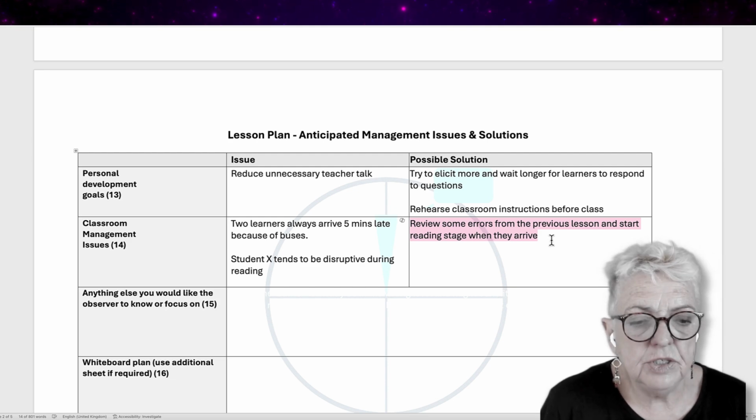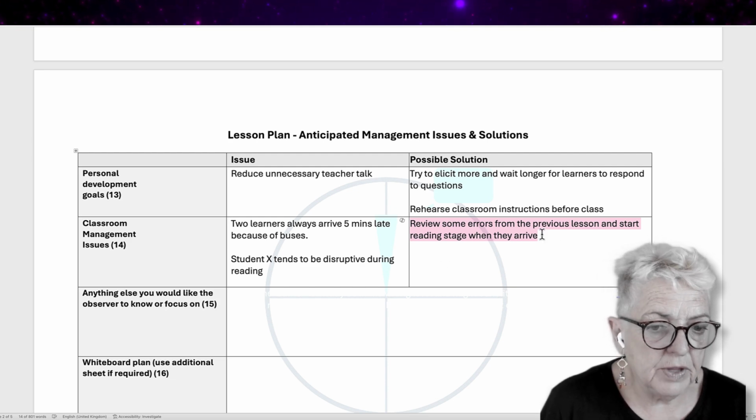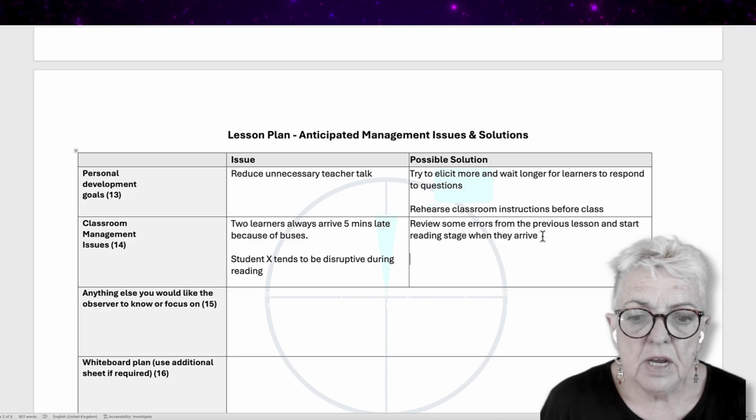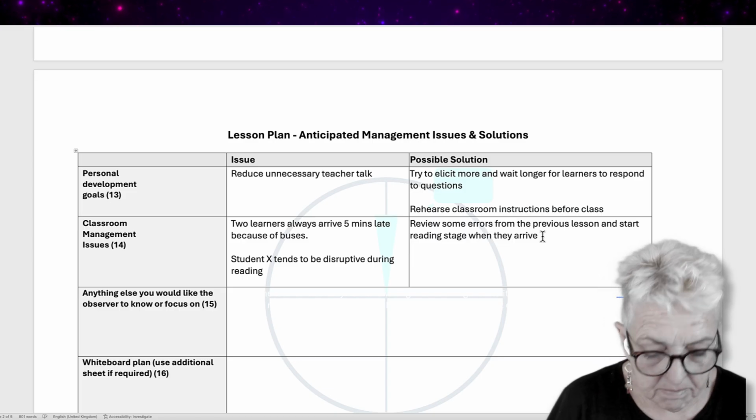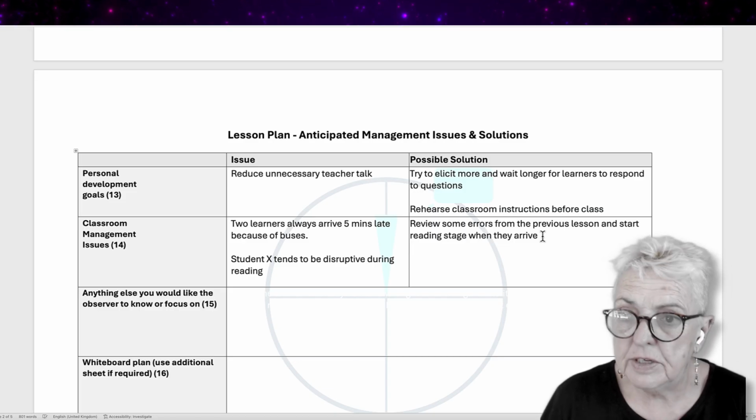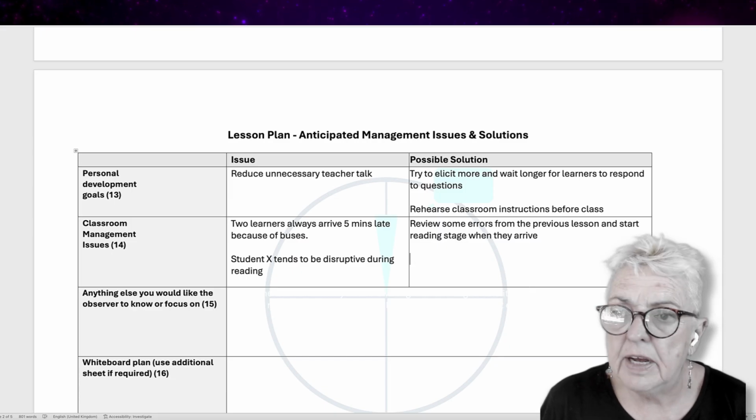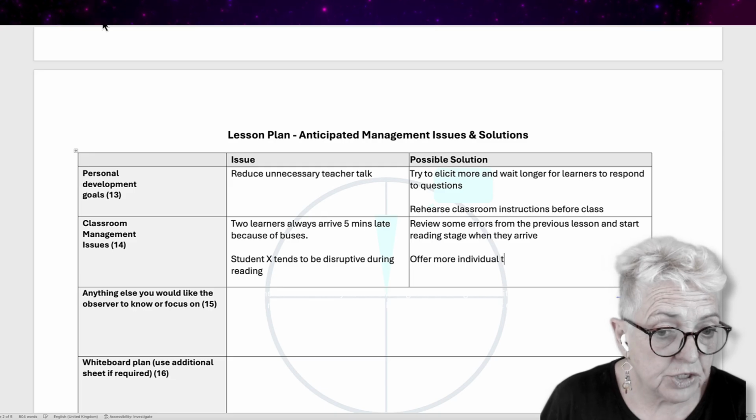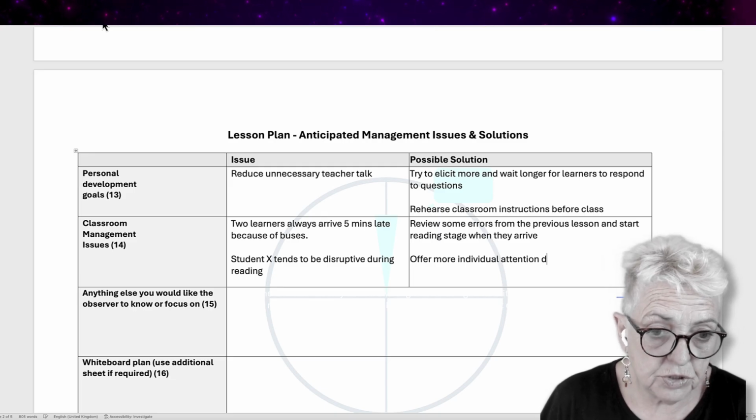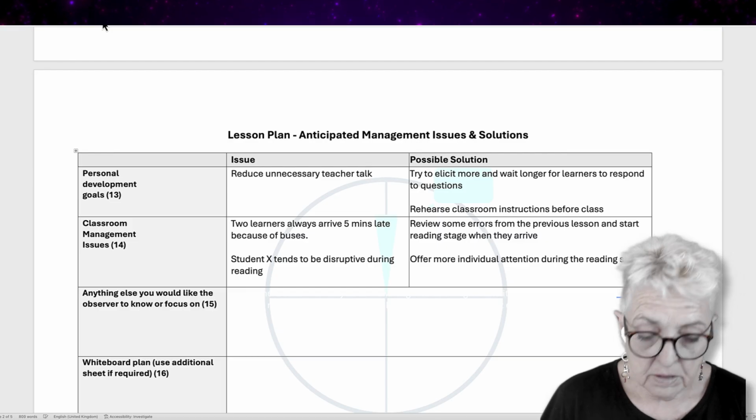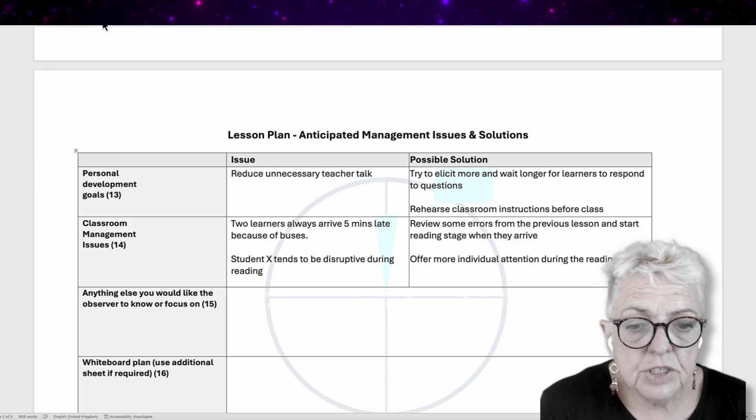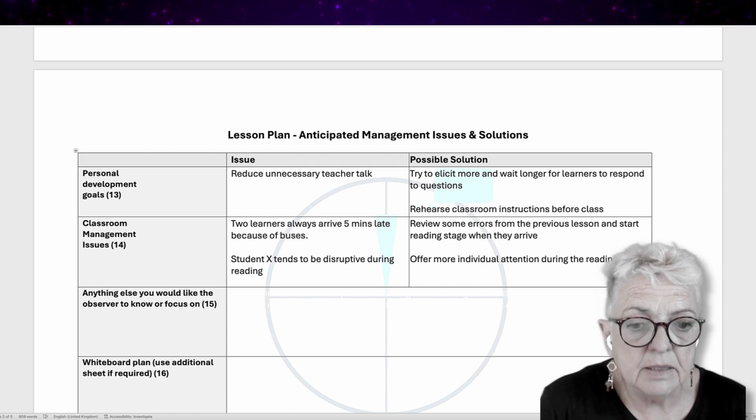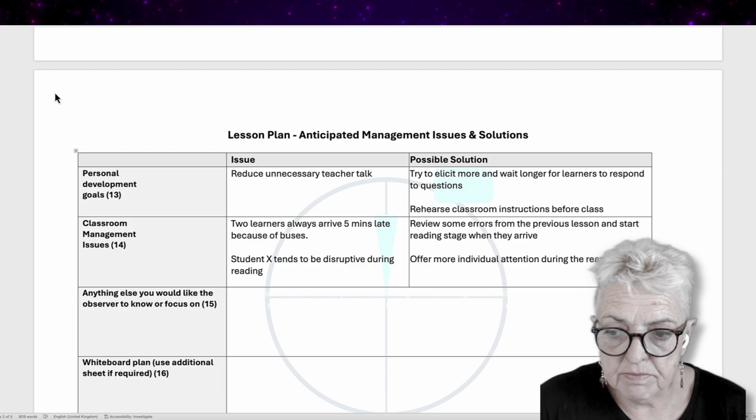Okay, so you might do some kind of activity before the late students arrive. It happens. So for example, you may decide to offer more individual attention during the reading stage. So you're trying to show that you understand what the problems are, you're anticipating them, and you've got a solution.